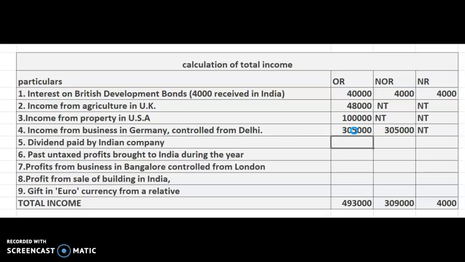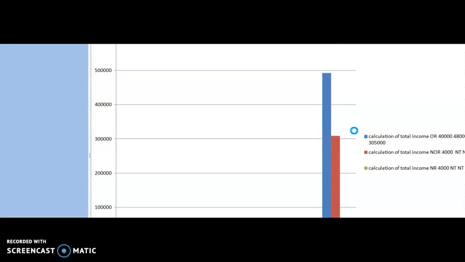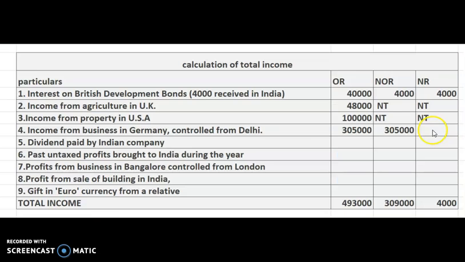We'll see to the next item. We'll see what happened there. So third SSC, it is not at all taxable. Third SSC not taxable.